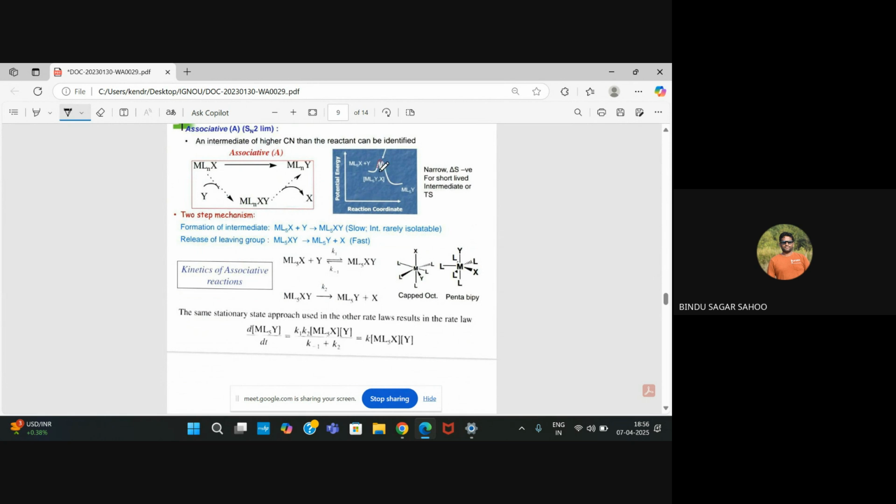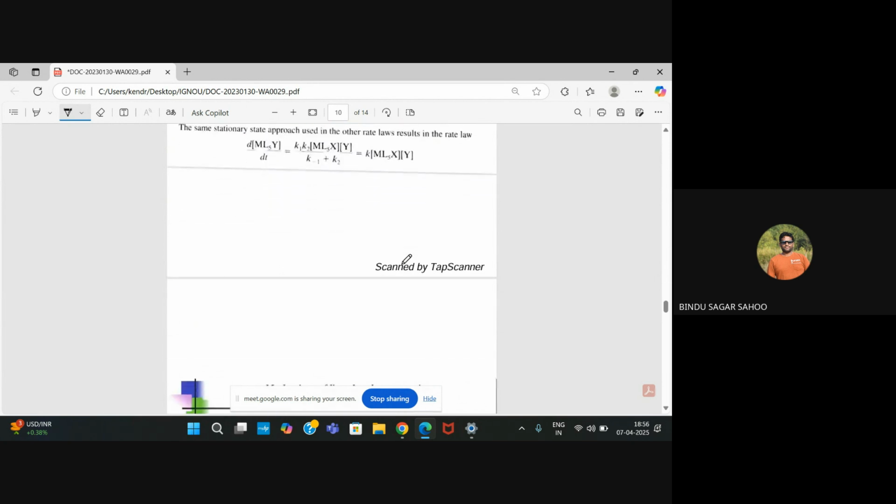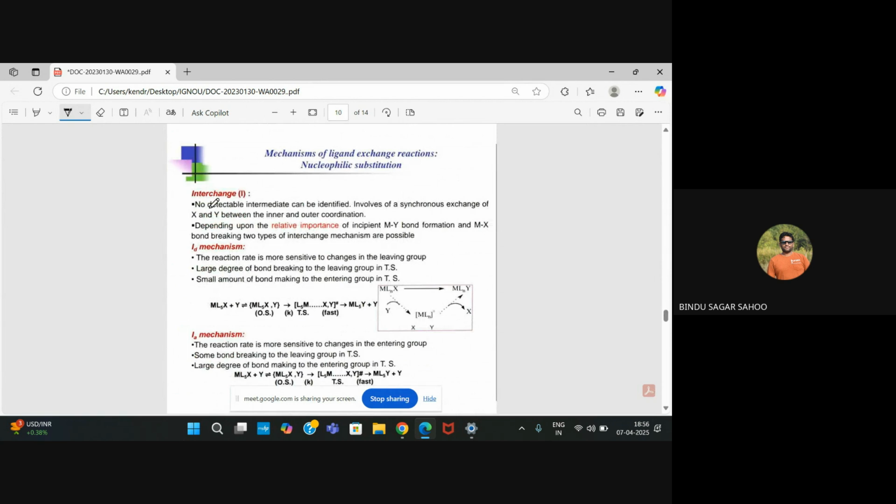Okay, in the associative mechanism, there will be two types of intermediate structure. One is capped octahedral, another is pentagonal bipyramidal. So capped octahedral means nothing but the octahedral wedge intermediate. And this is the interchange mechanism. One is the ID mechanism, another is the IA mechanism.